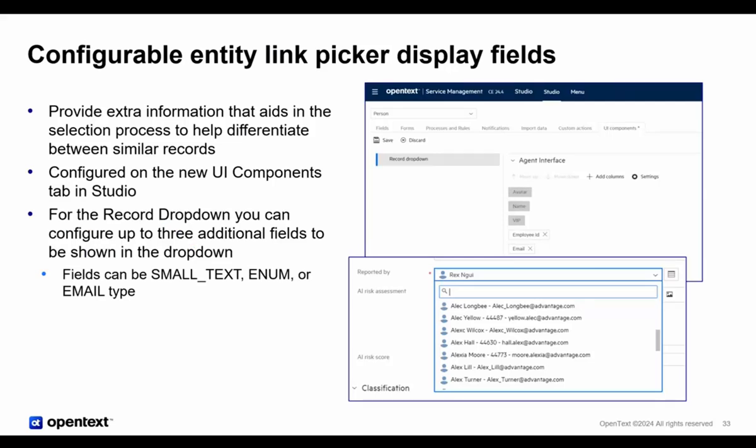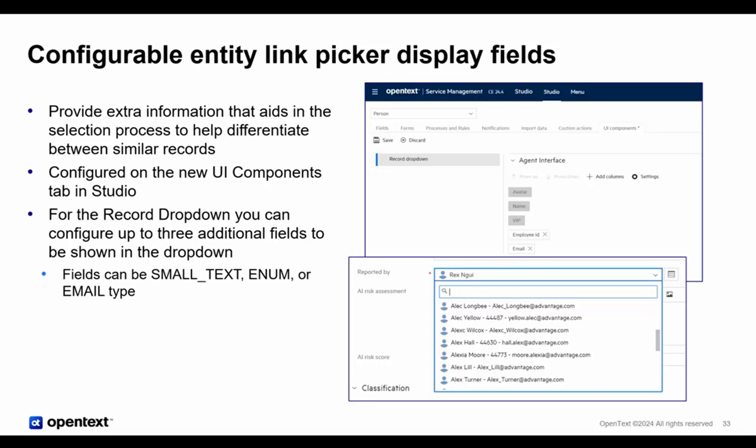All right. Configurable entity link picker display fields. Some of the feedback we got is that often when you have an entity link dropdown, the information you get by default in the dropdown is not sufficient to uniquely identify a record. Probably the easiest one to explain, but far from the only case, is person records.